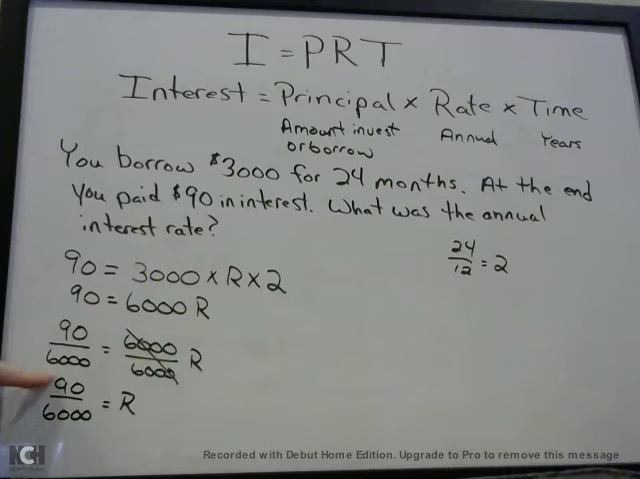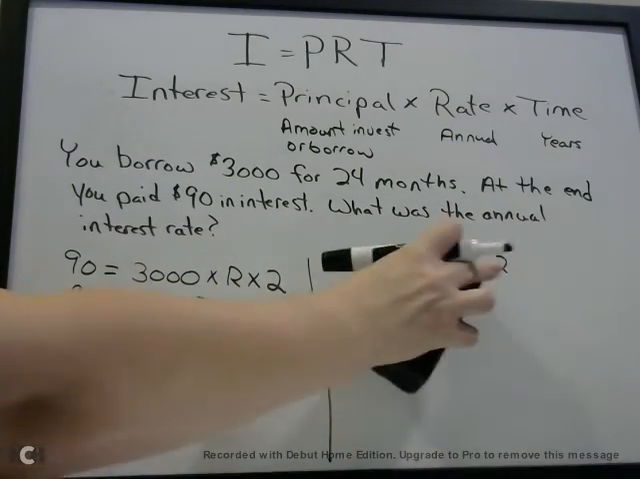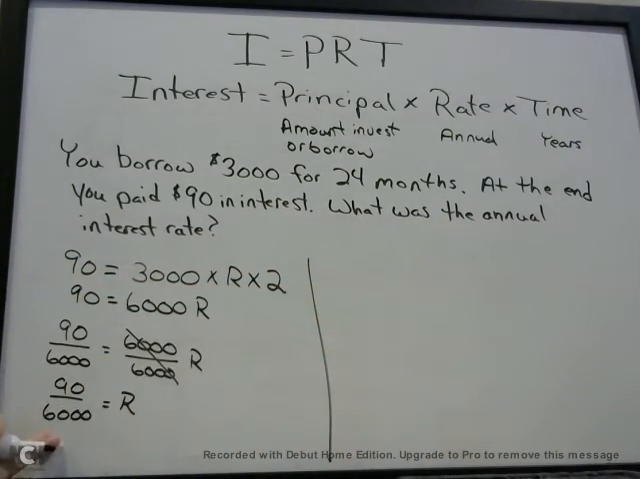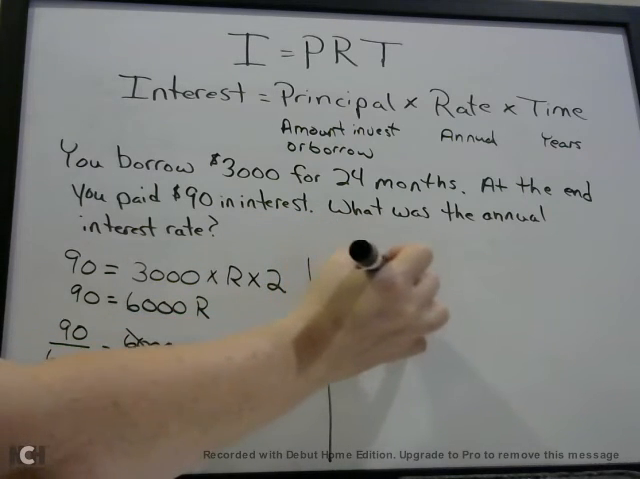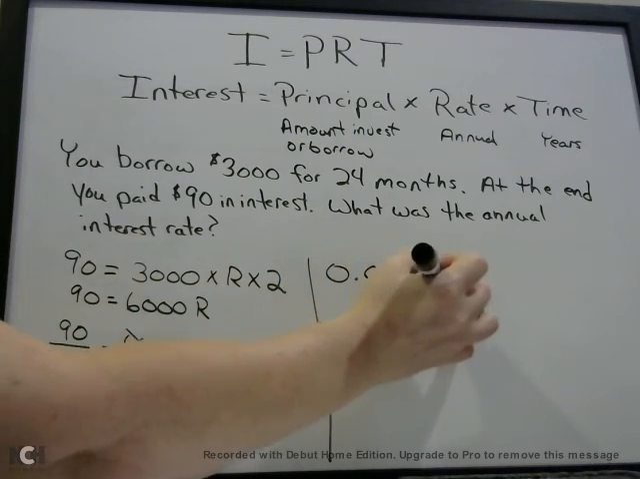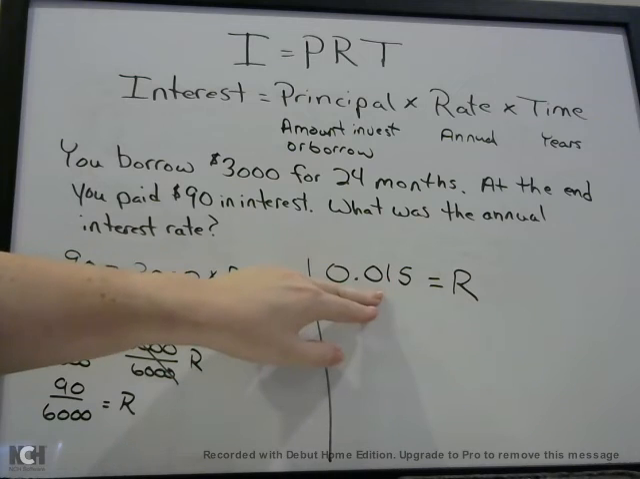So now you just plug this in your calculator. Remember, fractions are just divisions. Numerator divided by denominator. So 90 divided by 6,000. Put that into your calculator. I'm going to come over here. So 90 divided by 6,000 is 0.015. So that's what R is. So that is the rate.